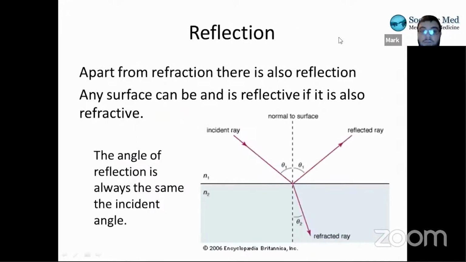Next, I want to talk about reflection a little bit. This is very basic reflection. Apart from refraction, there's also reflection. Any surface can be and is reflective if it is also refractive. So refraction and reflection happen all together all the time.